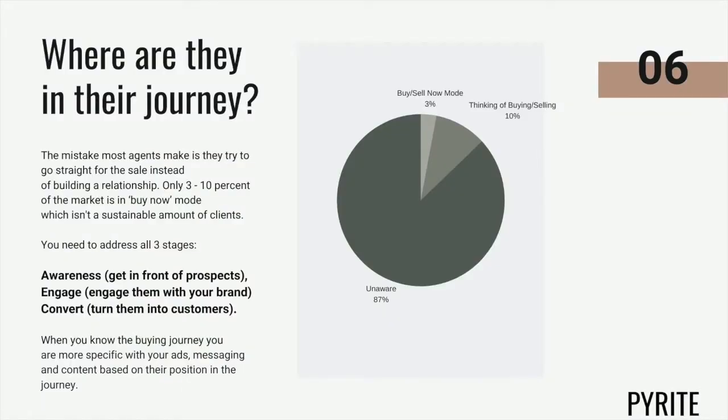So, where are they in their journey? Many real estate agents are looking for that person that is ready to buy or sell. And if you can look over at that chart, that's only 3%. So they're looking at that 3%. You want to be looking at the full 100%. You still want to get those people that are ready to buy and sell, but you're also going to be getting those people, the 87%, which is the majority, those ones that are unaware.